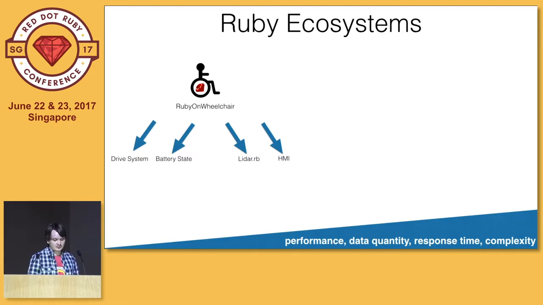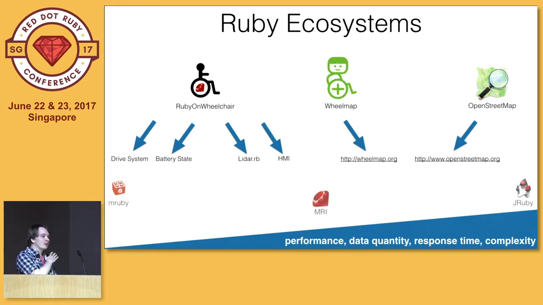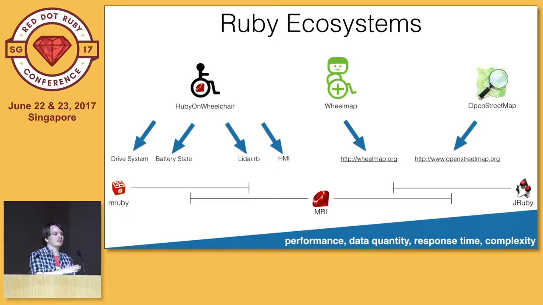Then you go further and you have Ruby applications like WheelMap and OpenStreetMap, which have a huge amount of data because OpenStreetMap wants to categorize the whole world. So the complexity level is different. But as a matter of fact, today we can solve our problems with Ruby on all these levels.